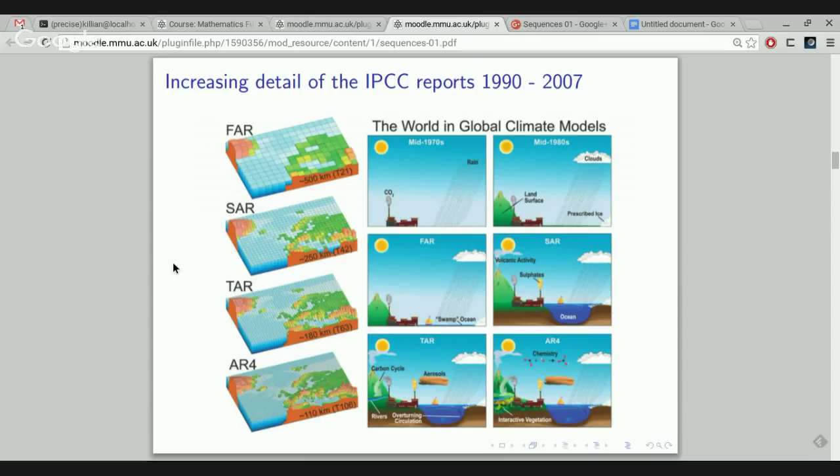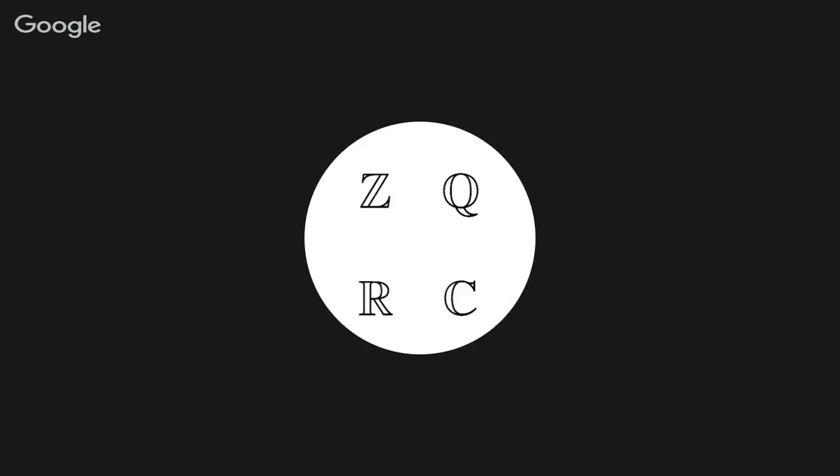The stuff on the right is just indicating more and more aspects that were built into the model. In the mid-1970s, they only considered rain, heat from the sun, and CO2. But by the fourth annual report, there are lots of other elements coming into the model. So the model is converging over time to the real situation, or the truth, whatever that is, at least in principle.